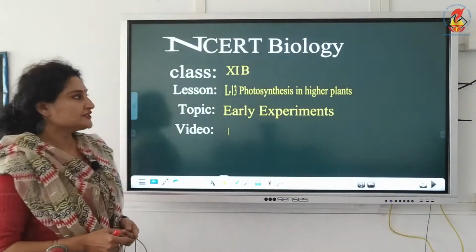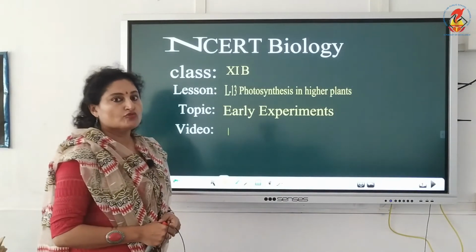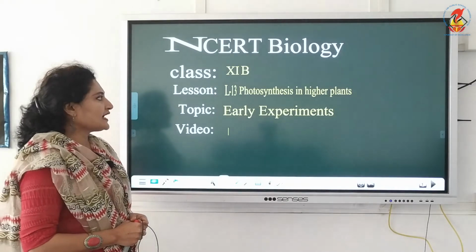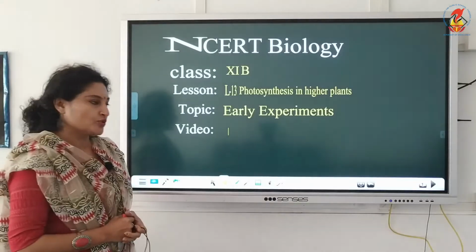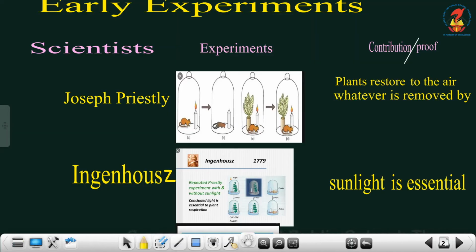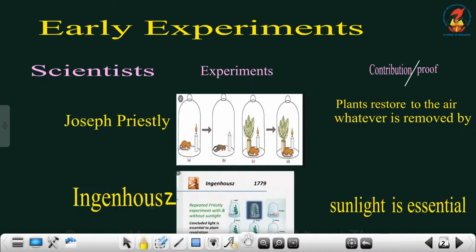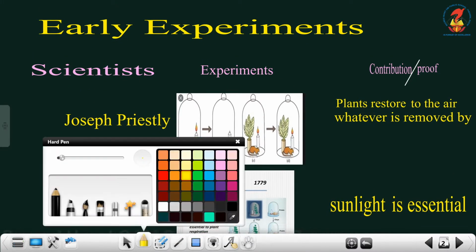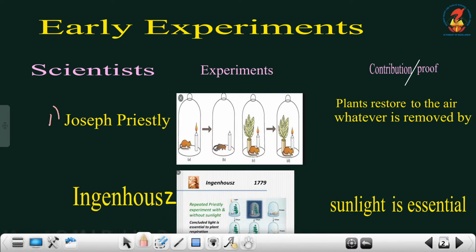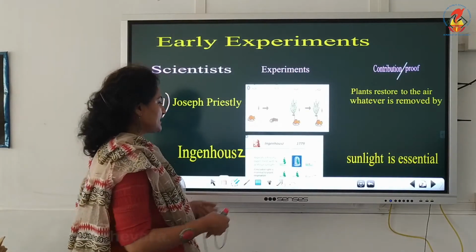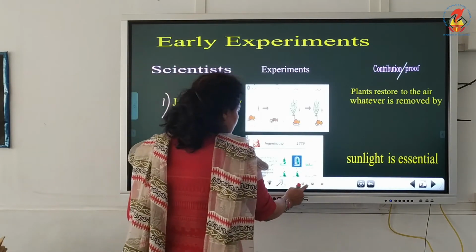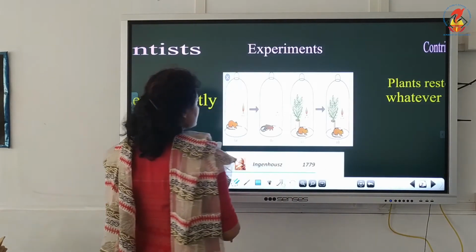Hi children, we are into the 13th chapter, photosynthesis in higher plants, and we are starting off with early experiments towards photosynthesis. We have some very pioneer experiments, early experiments, first conducted by Joseph Priestley. What did he prove? The experiment itself is very clear from the diagram. I will just zoom through the diagram displayed.